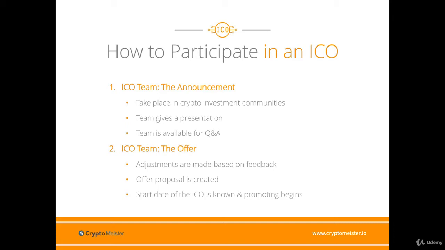Announcements usually take place within cryptocurrency investment communities, such as Bitcoin Talk, Reddit and similar sites. The project team usually give a presentation, typically on the purpose of the ICO project, along with a white paper, other documentation, timelines, goals and any other information that a potential investor might need to help them to evaluate the opportunity. Then the team makes themselves available to receive any questions or comments that the community might have.